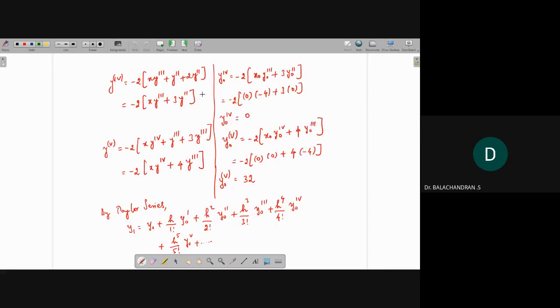So next, you find the fourth derivative. So y naught fourth derivative is minus 2 x naught y naught triple dash plus 3 into y naught double dash. So x naught is 0, y naught triple dash is minus 4, plus 3 into y naught double dash is 0. So I'll get 0 finally. So similarly for the fifth derivative.